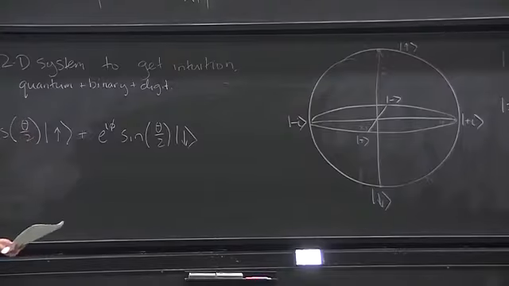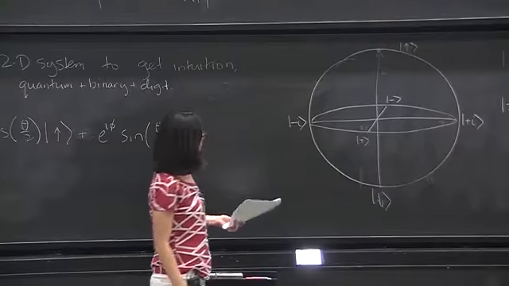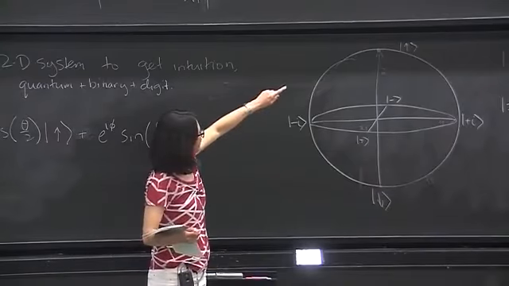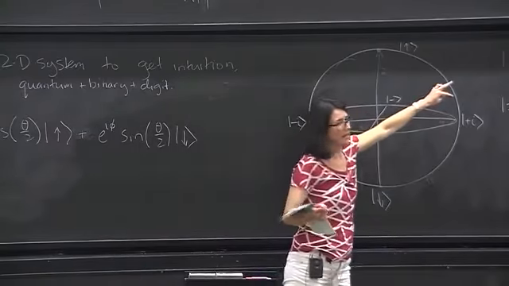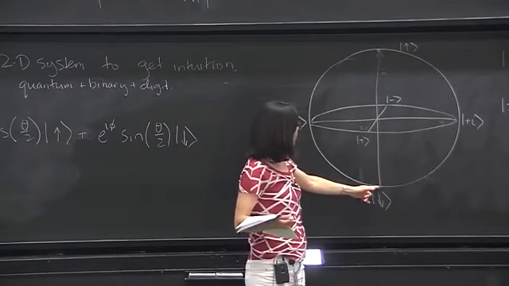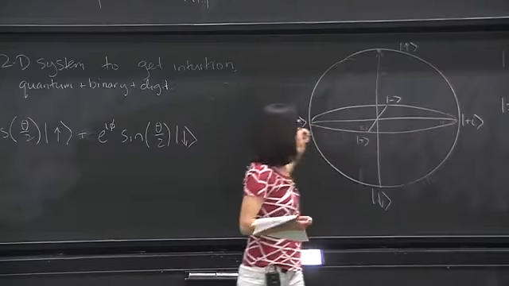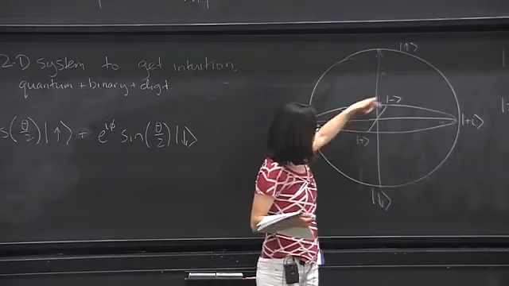Another thing that becomes really useful is that these states are all eigenstates of the Pauli matrices. These two states are eigenstates of the sigma z operator, these are eigenstates of the sigma y operator, and these are eigenstates of the sigma x operator.